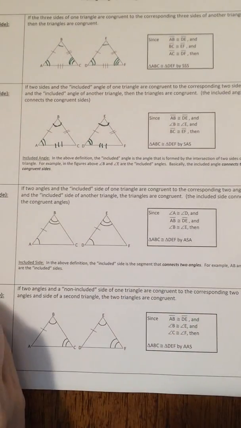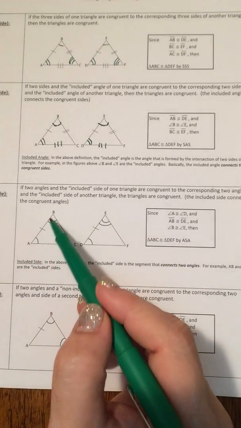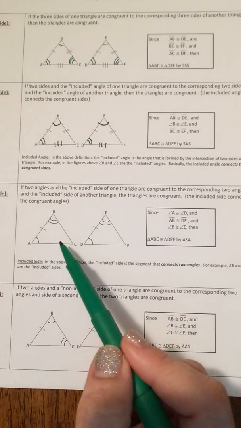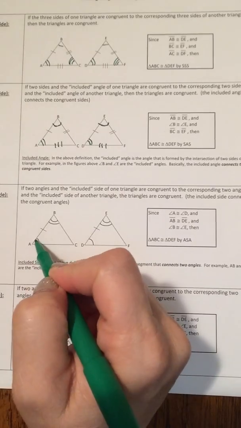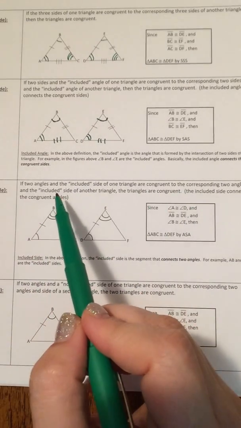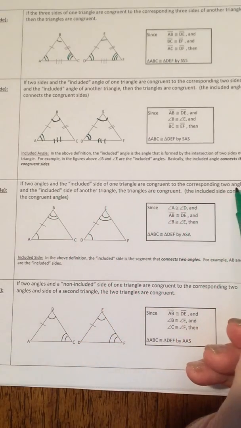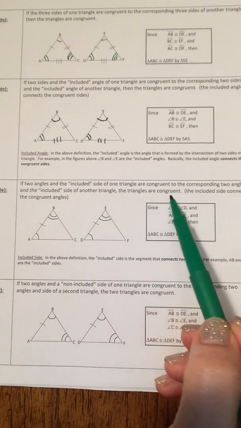Okay, the third one is angle, side, angle. And you'll notice this time it's angle, then side, then angle. So it is the side between 2 of the angles. You won't have angle, angle, and then some other random side. You do down here, it's the next theorem. But for this one, it has to be the included side. So that's what it says up here. If 2 angles and the included side of one triangle are congruent to the corresponding 2 angles and included side of another triangle, the triangles are congruent.